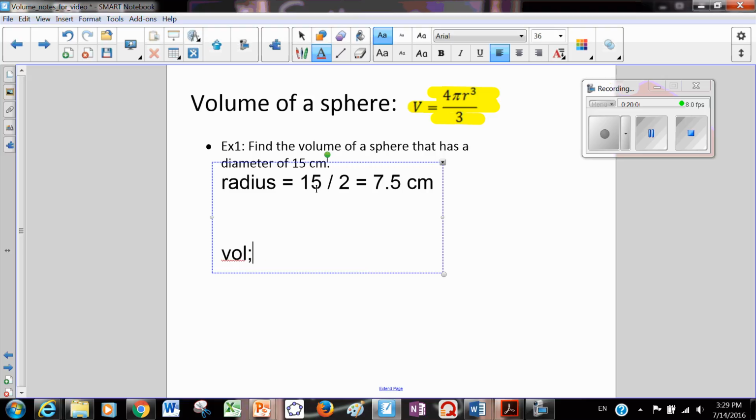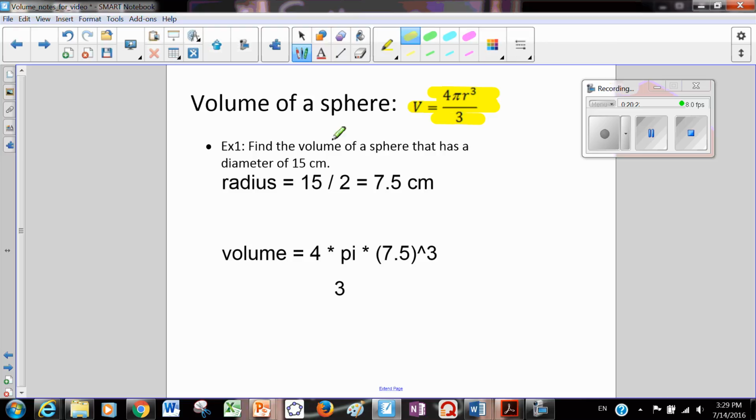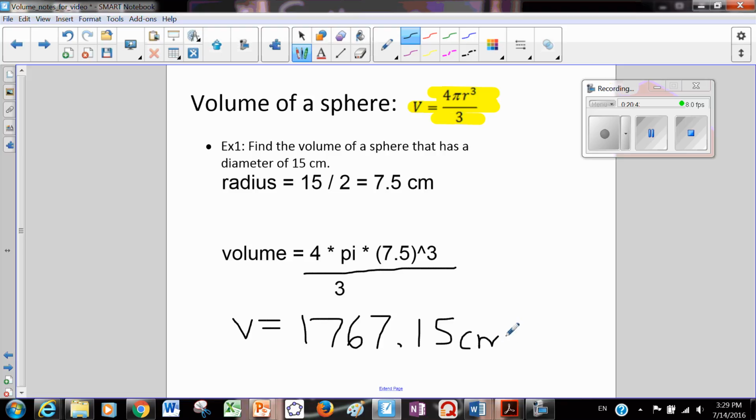We want to find the volume. So we have the formula up there. I'm not going to write it again. So we have to do 4 times pi times the radius exponent 3, and all of this divided by 3. So we would find that our volume is equal to 1767.15. I'm going to round to the nearest hundredths centimeter cube. So that is easy. We just apply the formula, you plug in the number, and you're done.